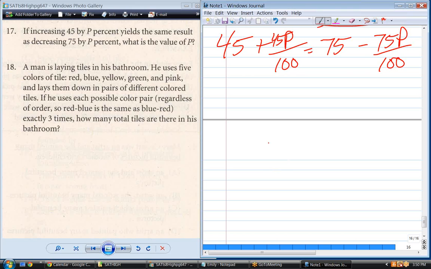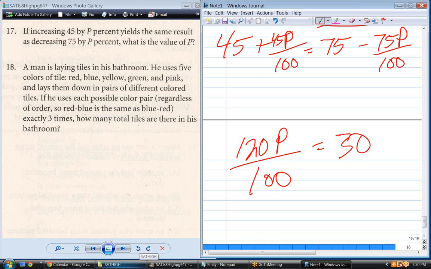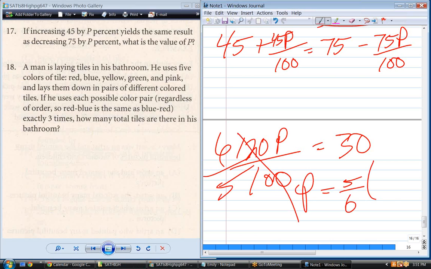All right. No, I like where you're going. Go ahead. So it would be 30 equals 110p over 100? I think it's 120. 120? Yeah, you're right. 120p over 100, which is 6/5. So P is 5/6 times 30, or 25.